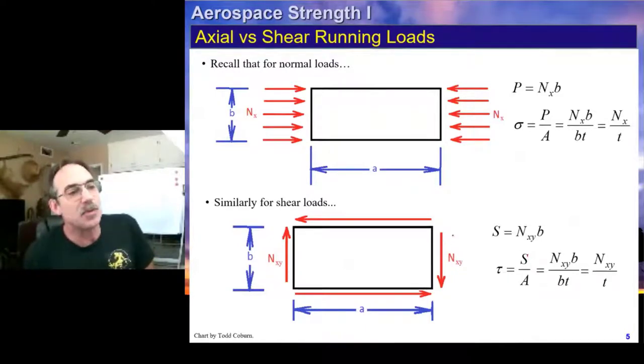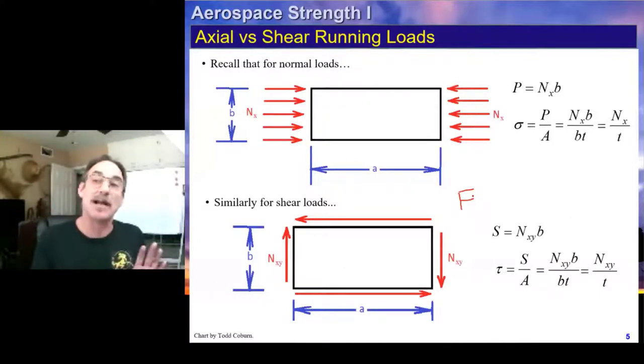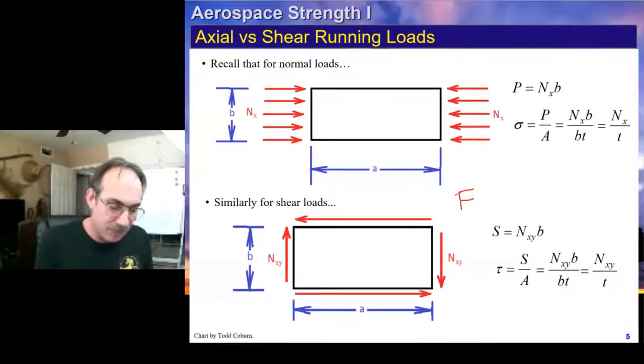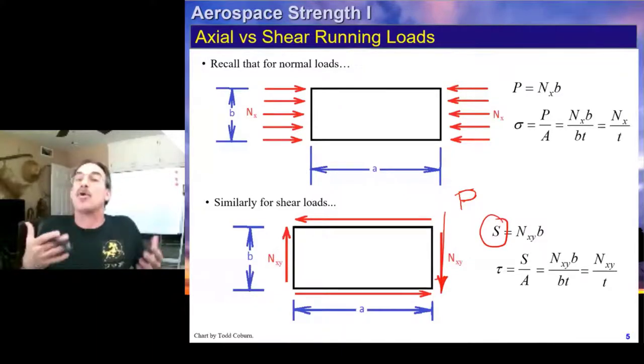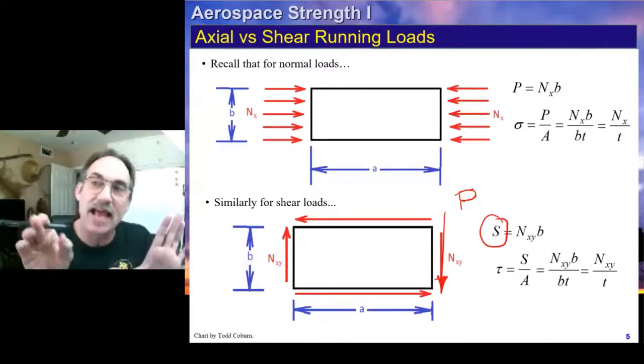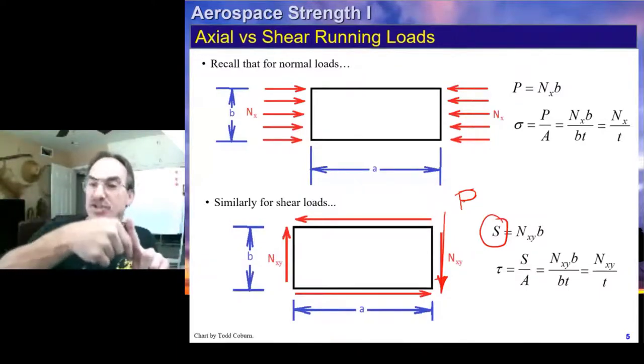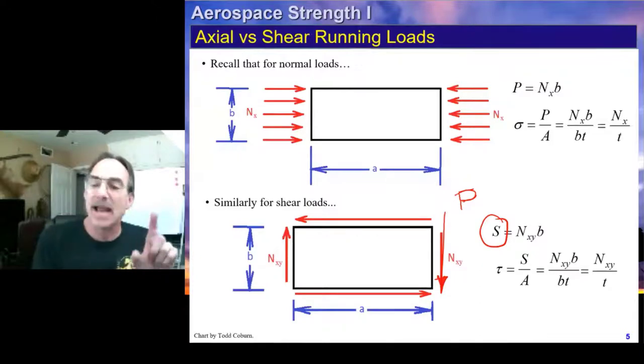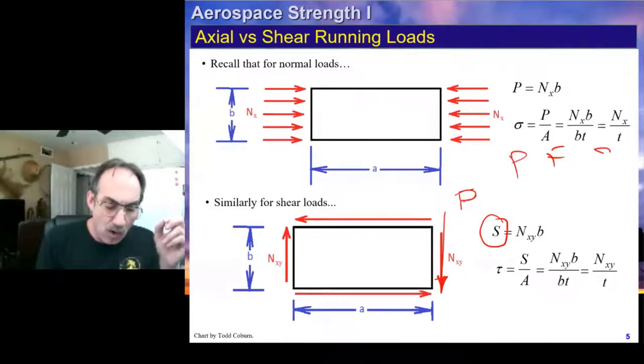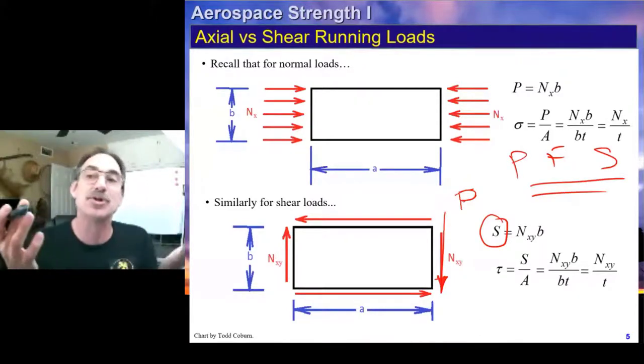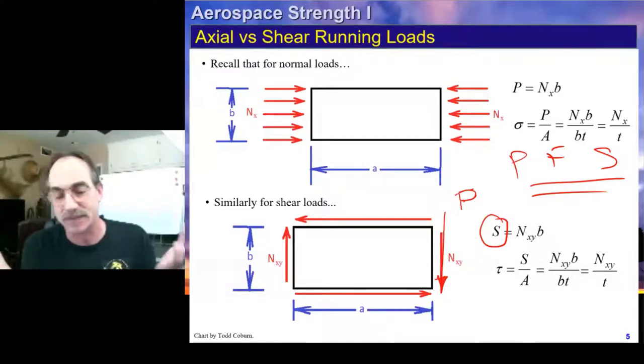A lot of times, in the past, we used F for forces, right? But now we're steering away from that. We're using P for forces a lot more because capital F is our allowable in aerospace, right? When we're dealing with a shear force, a lot of times we'll use S as our force because that draws attention to the idea that it is a shear force. Do you guys see that? So we might see P or F or S as symbols representing shear force.